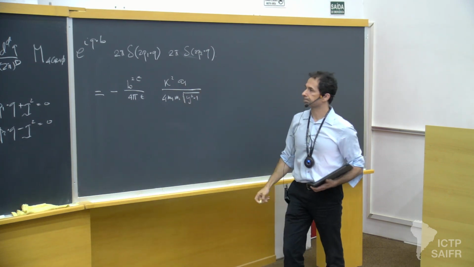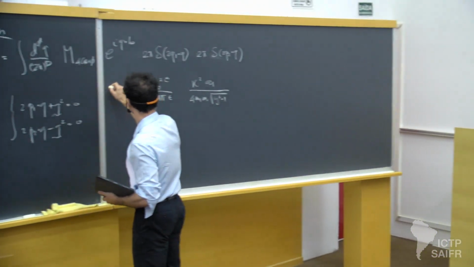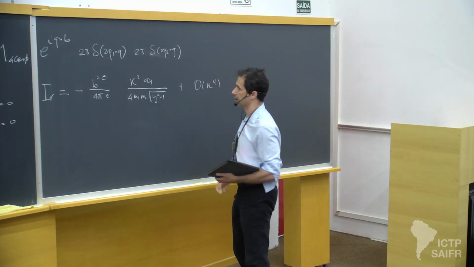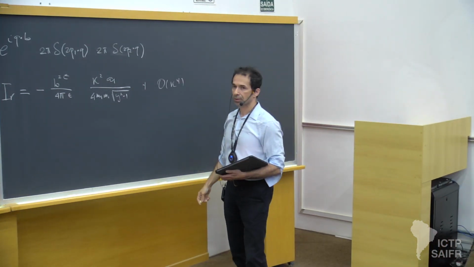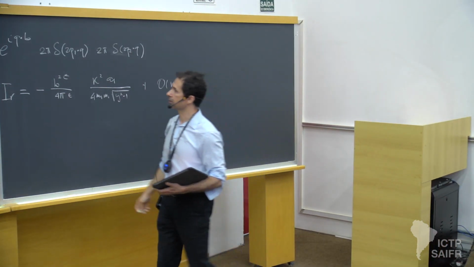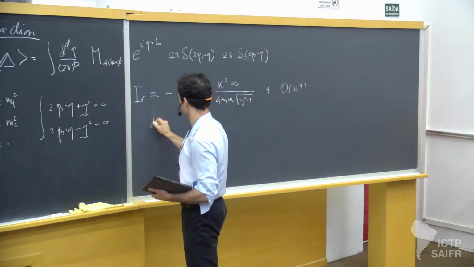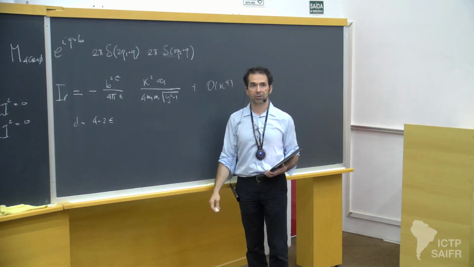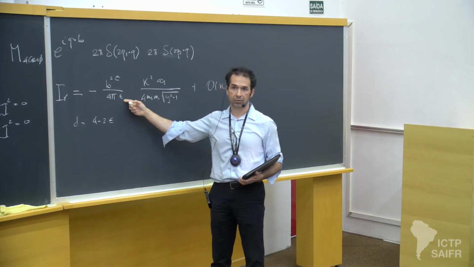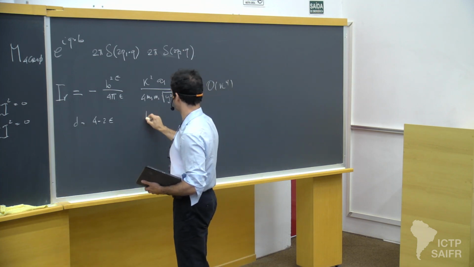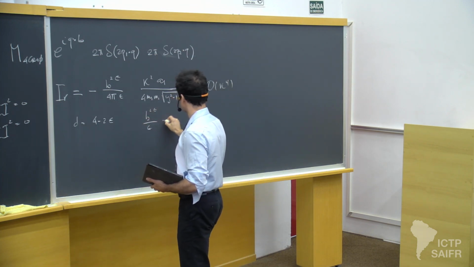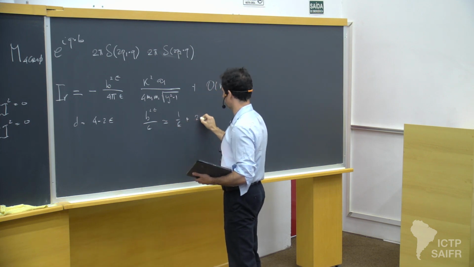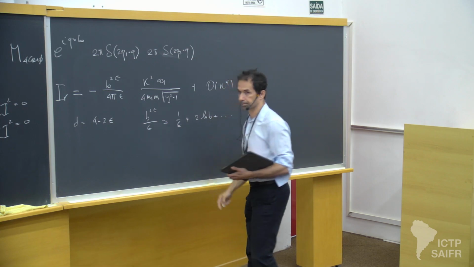Okay, so this is IR to this order, so I should write plus order kappa to the 4th in general. So notice a few things that are not particularly nice. I should say who epsilon is. D is 4 minus 2 epsilon. So notice something that's not particularly nice. IR is divergent. So really b to the 2 epsilon divided by epsilon. This is 1 over epsilon plus, I guess, twice log b plus that.